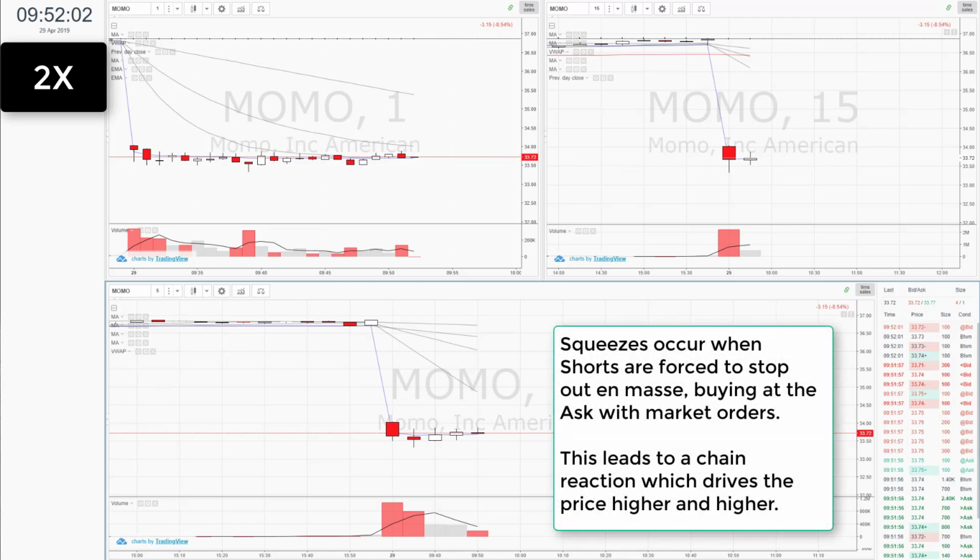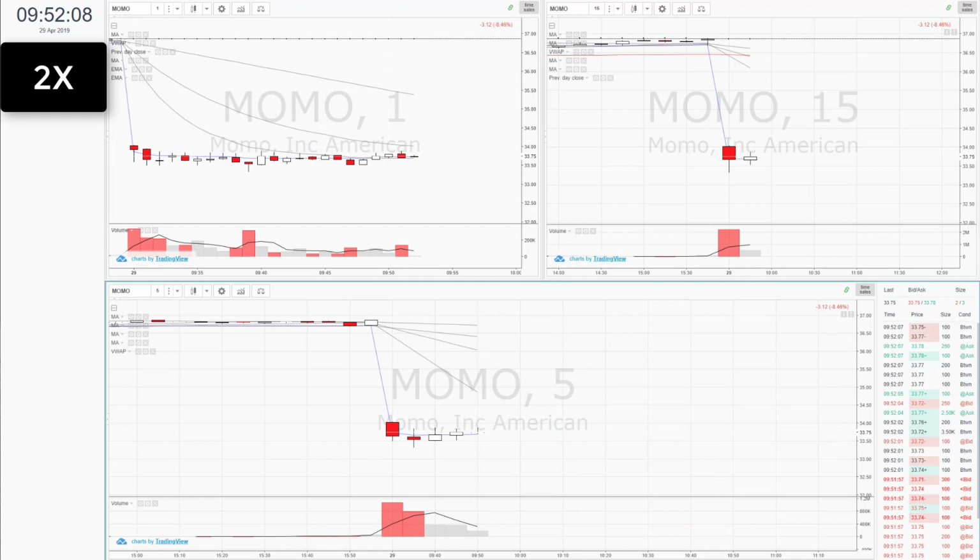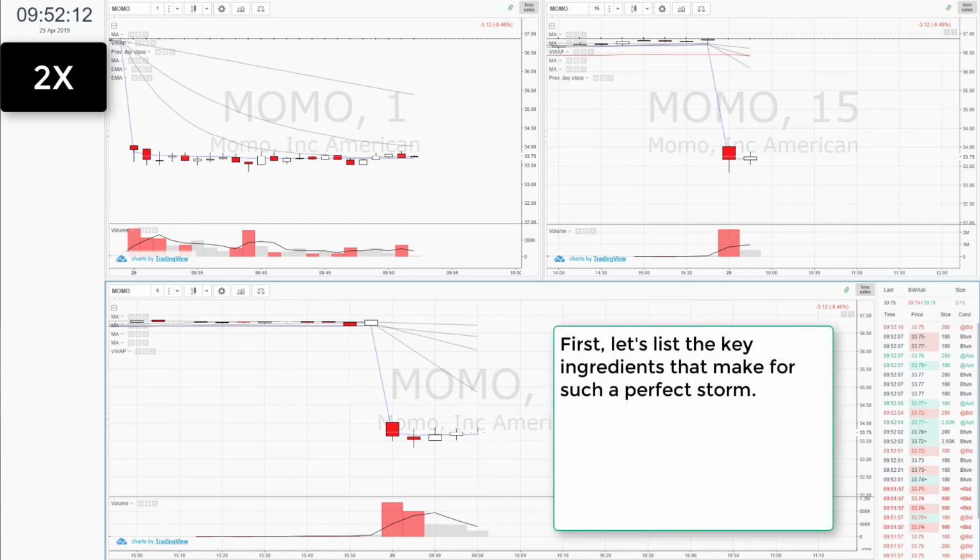Squeezes occur when shorts are forced to stop out en masse, buying at the ask with market orders. This leads to a chain reaction, which drives the price higher and higher. First, let's list the key ingredients that make for such a perfect storm.